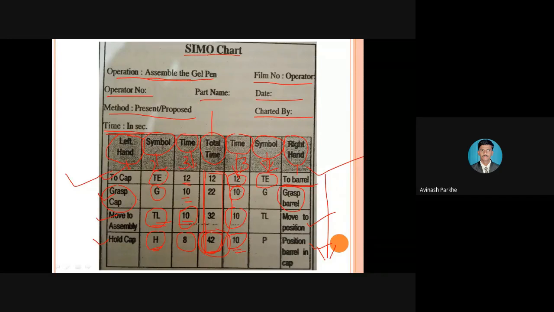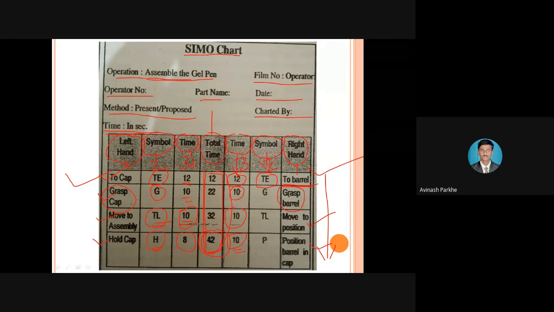That means this particular operation is very short. Therefore, for such types of short cycles, such types of SIMO charts are used. Once the assembly of the first pen is over, again we are performing the same activity. Again your left hand and right hand are moving to take the new cap, to take the new barrel. Again they come near to each other. Again I will keep that particular cap in the left hand. Again I will rotate the barrel in clockwise and anti-clockwise direction.